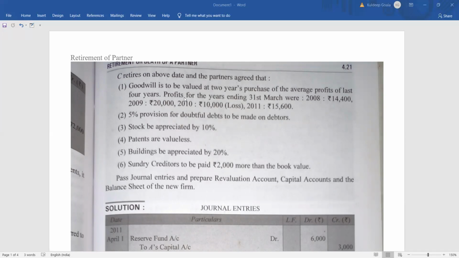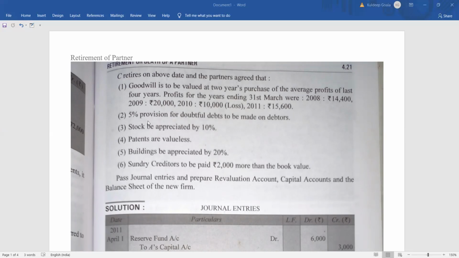So you can see what the profit was for the last years ended 31st March: 2008, 9, 10, and 11. It was 14,400, then 20,000, then a loss of 10,000, and 15,600. Accordingly we'll calculate and find out. We know how the calculation is to be done, right? So we'll keep it for later.